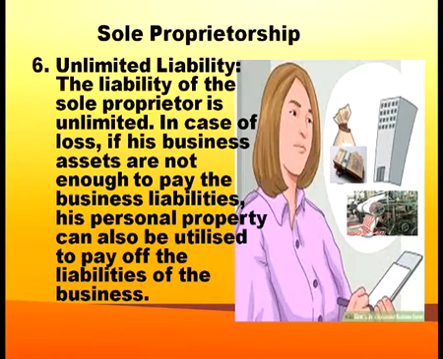Another important feature of this form is unlimited liability. This is considered as a demerit also. That is, the liability of the sole proprietor is unlimited. In case of loss, if his business assets are not enough to pay the business liabilities, his personal property can also be utilized to pay off the liabilities of the business. So, if any business is running at a loss, then in the case of sole proprietorship form of organization, he has to utilize his own personal property, owned property, to clear the debts of the business. So, this is a demerit, and because of this demerit, we have formed other forms of organization in order to rectify this demerit of the sole proprietorship form of organization.